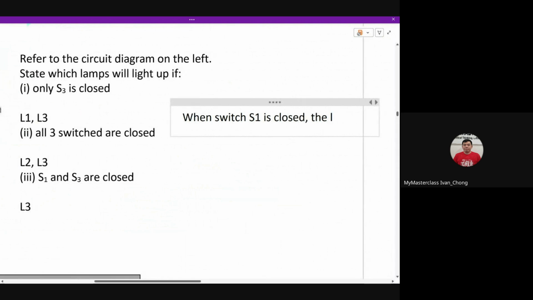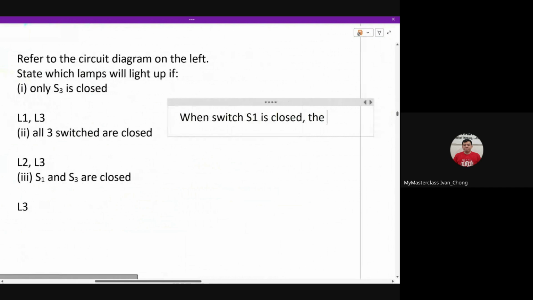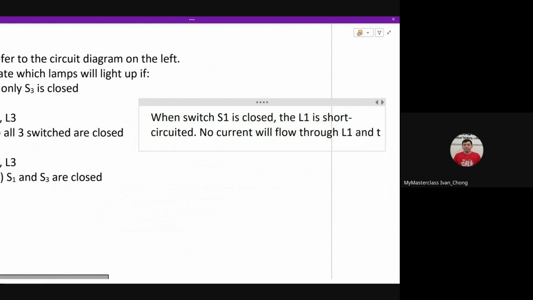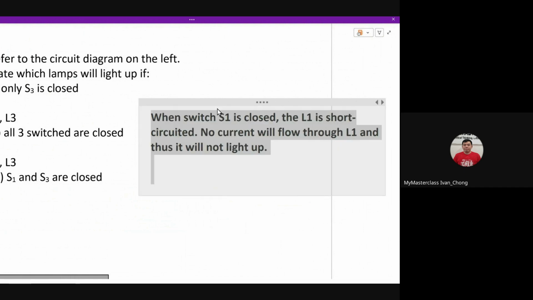The L1 is short-circuited. Okay. So L1 will be short-circuited. What does this mean? No current will flow through L1 and thus it will not light up. Okay. So do take note about this.